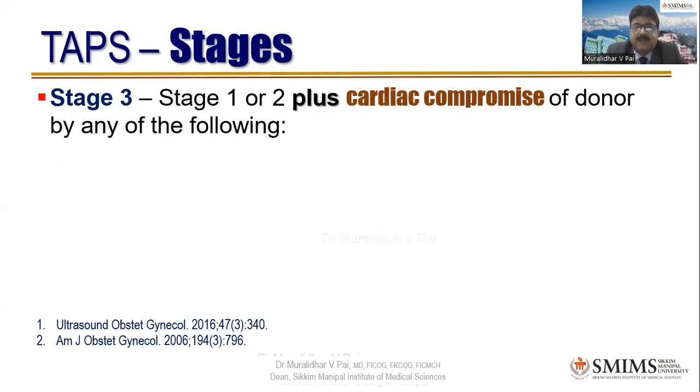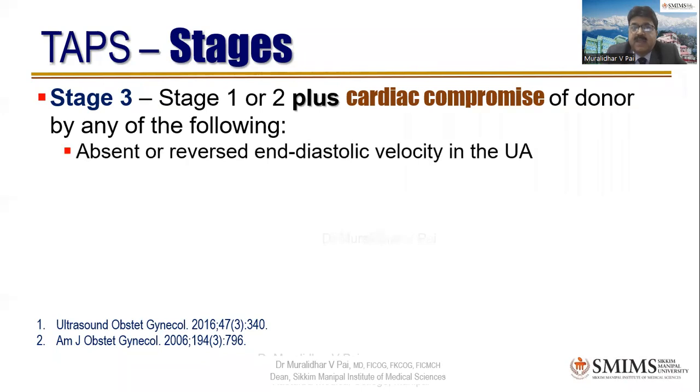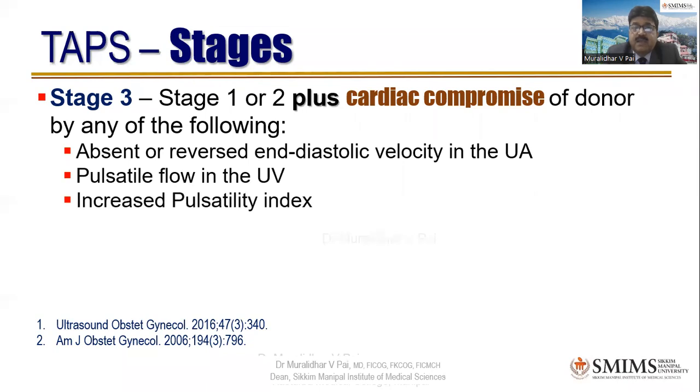Whereas stage 3 could be stage 1 or 2 with regards to MCA PSV, plus cardiac compromise of the donor by any of the following. What is that? Absent or reversed end-diastolic velocity in the umbilical artery, pulsatile flow in the umbilical vein, increased pulsatility index, reversed flow in the ductus venosus, that is reversal of A wave.